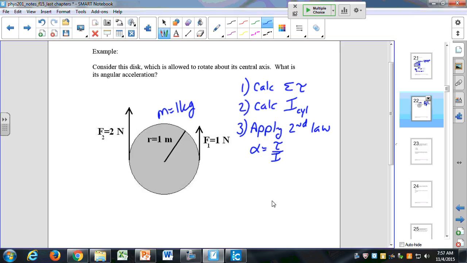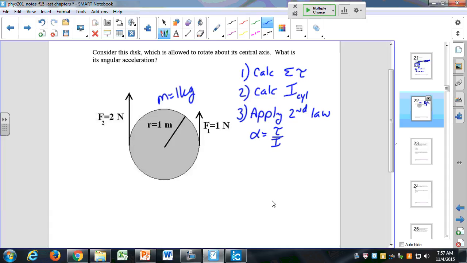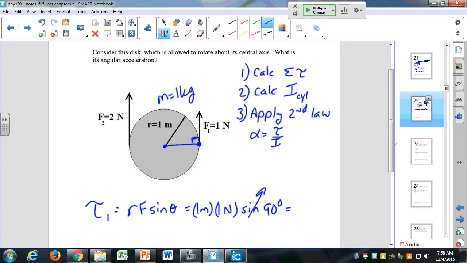So let's go through each of those. I want to find my net torque, calculate the moment of inertia of a cylinder, and apply the second law, and then I'll have my angular acceleration. All right, so let's do torque 1 first. The torque is R F sine theta. The distance from here to where the force is applied is 1 meter. The force is 1 Newton, and the sine of the angle between them, in this case 90 degrees, just goes away to become 1.